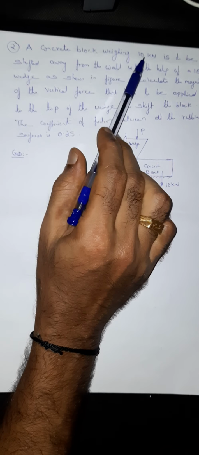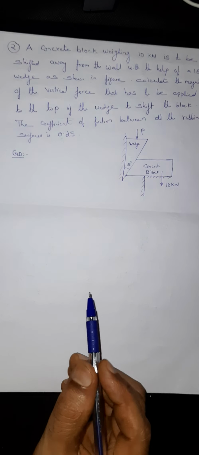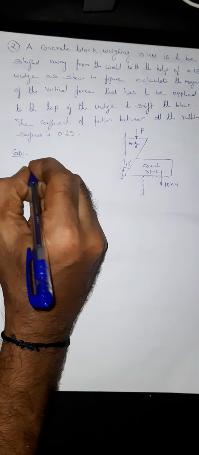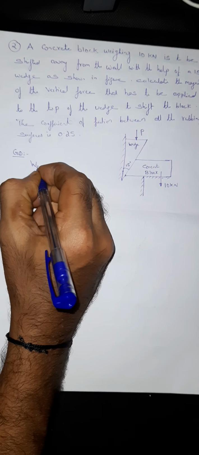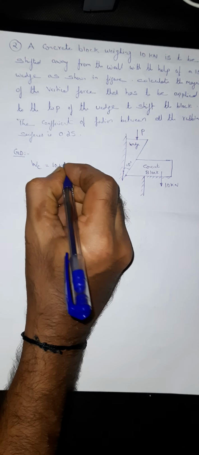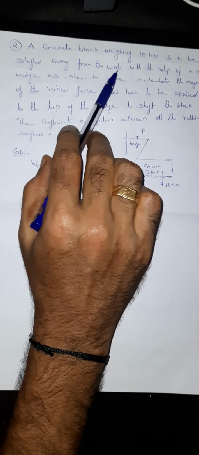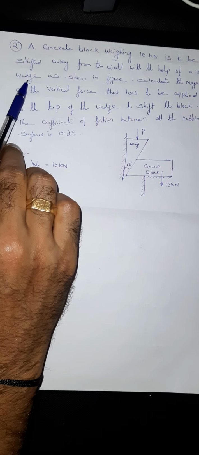A concrete block weighing 10 kilonewton. So this block weight is 10 kilonewton. The weight of the concrete block can be written as WC. Weight of the concrete block is 10 kilonewton, is to be shifted away from the wall with the help of a 15-degree wedge.